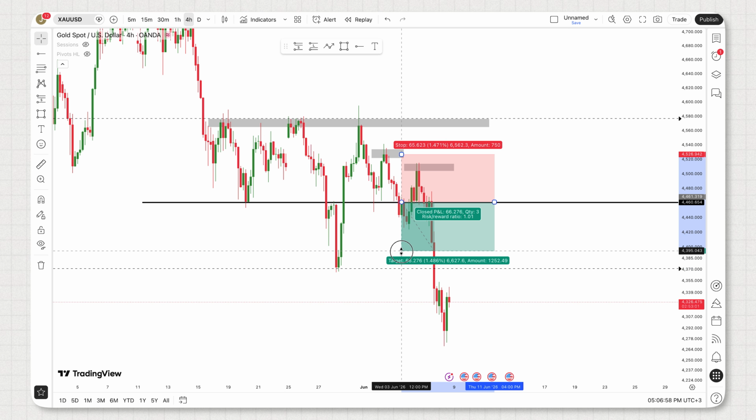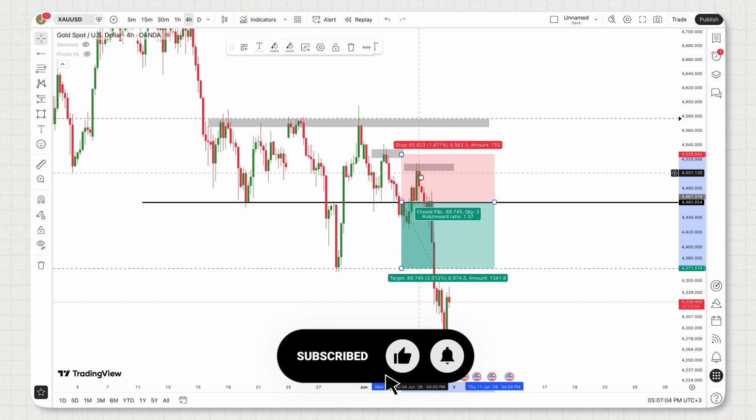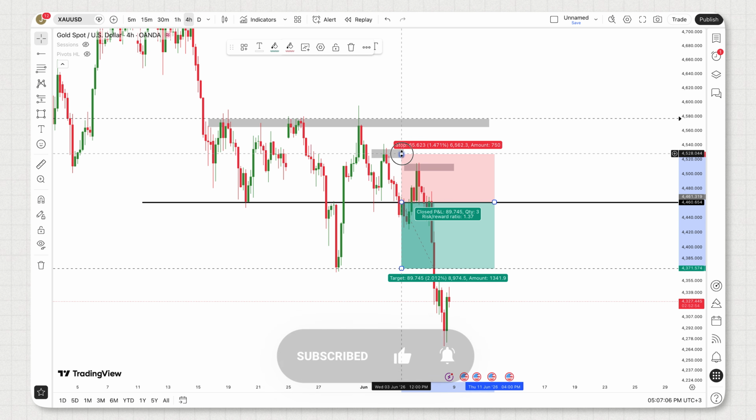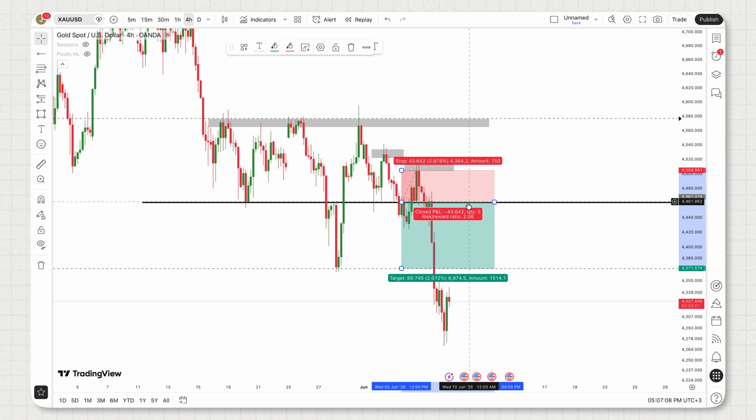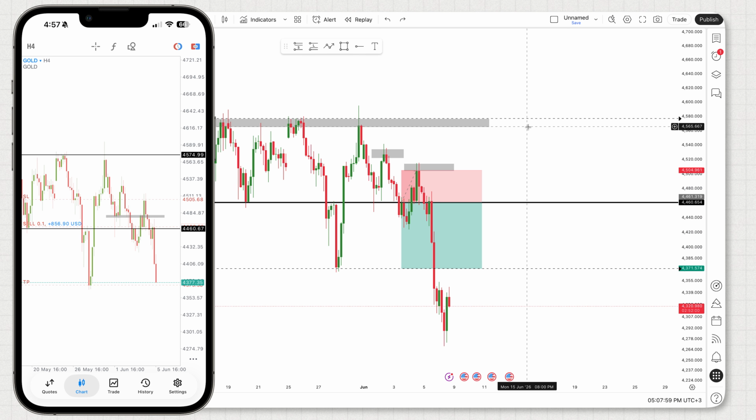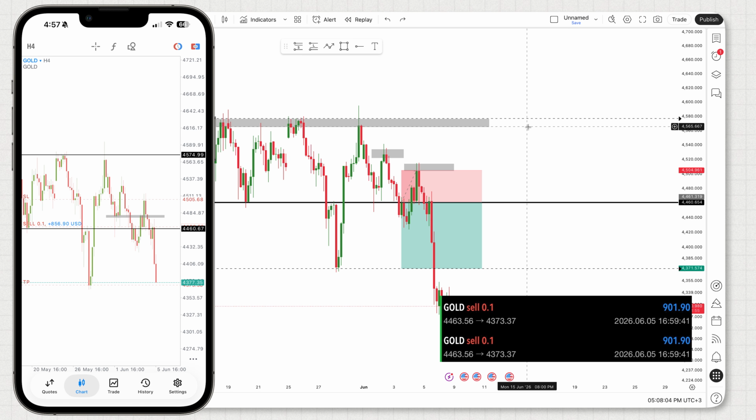This was my entry. And at first, my stop loss was here and my target was here. When the market ended up creating another lower high, I moved my stop loss from here and I put it right here. And I ended up adding another position once it came back below this black line. And as you can see, this is how my trade setup looked like on my MT5. It's the same exact thing that I have on my TradingView.